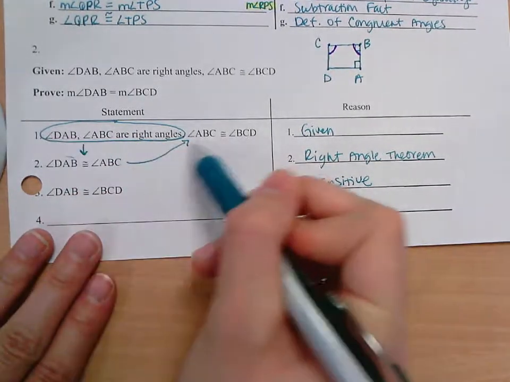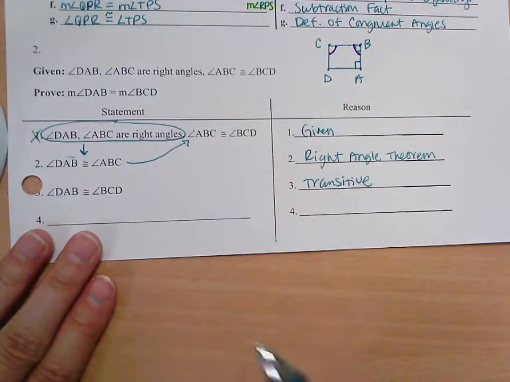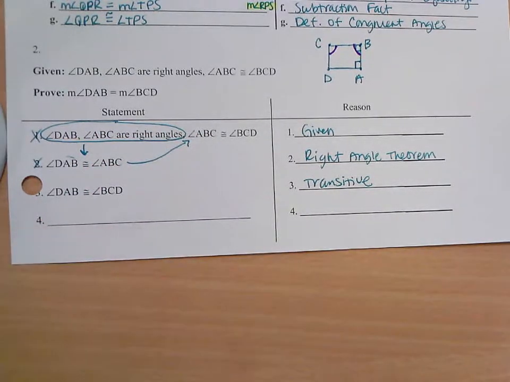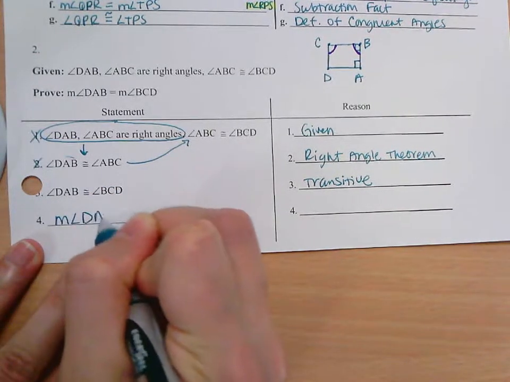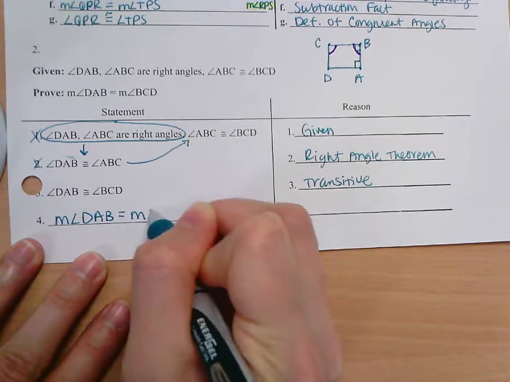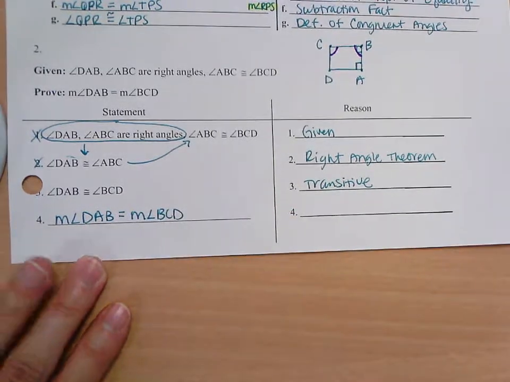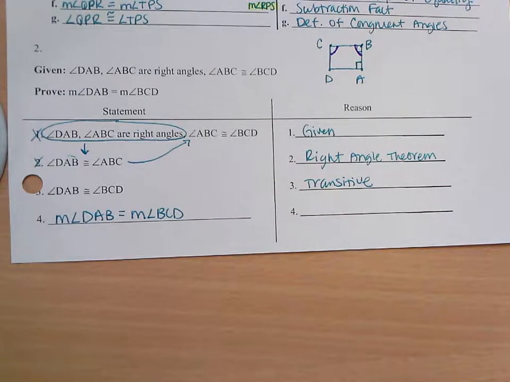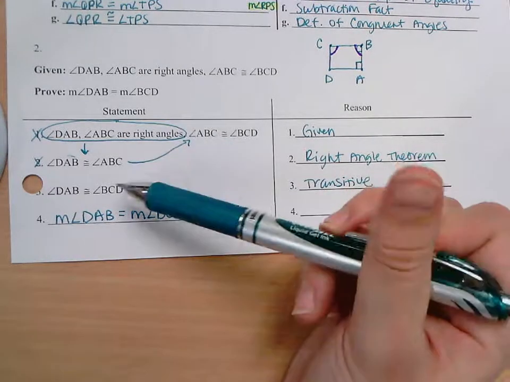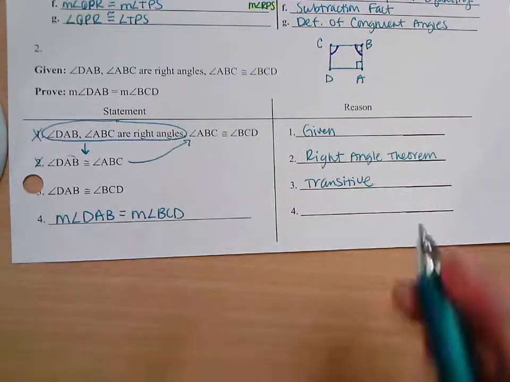Okay, so now I've used both parts of what I was given. I used line 2. So line 4 should be what I'm trying to prove. The measure of angle DAB is equal to the measure of angle BCD. So from line 3 to line 4, what reason would tell me that's true? That's the definition of congruent angles. Angles are congruent, measures are equal.